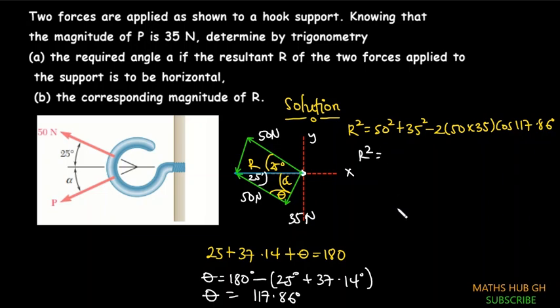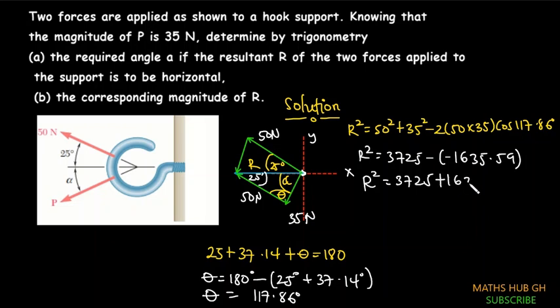So let's find the value of 15 squared plus 35 squared. That gives us a value of 1450. Minus, let's find the value of 2 multiplying 15 times 35 times cosine of 117.86. That gives us a value of minus 485.59. So at the end you will have to add these two values. So we are going to have 1450 plus 485.59.